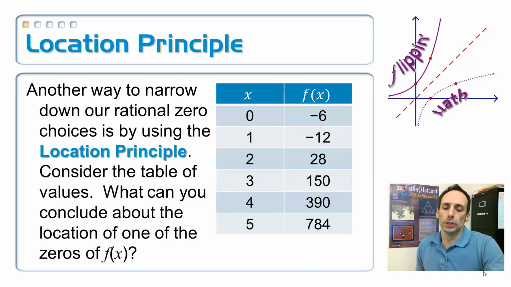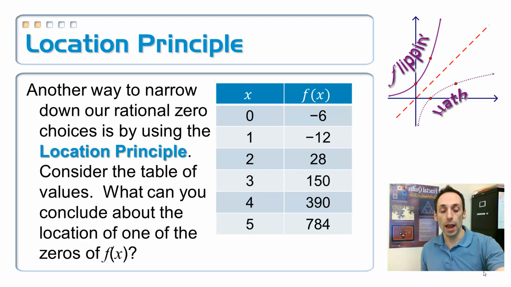Okay, so take a look at that table of values that you see there. I've got my inputs x, my outputs f of x. We're going to use the location principle to just look at those numbers and go, oh, there's got to be a zero between blah and blah. So I want you to just take a second and look at those table values and think about what you can conclude about the location of one of the zeros. Just go ahead and pause, give it some thought, and then come back.